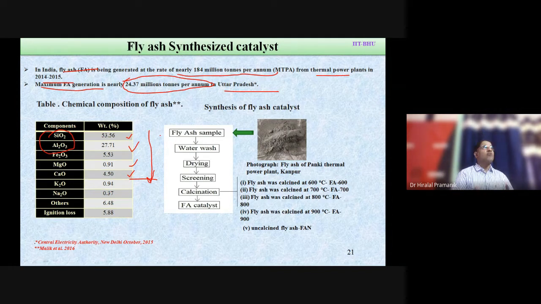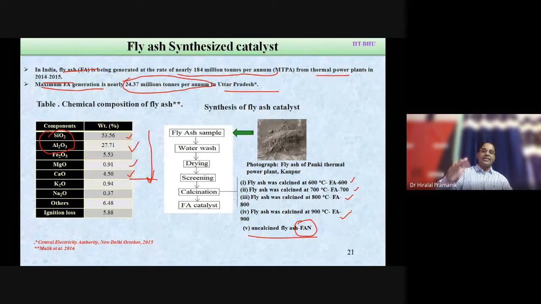Okay, so fly ash, you have a raw fly ash. You cannot use raw fly ash directly as a catalyst. So some treatment method is required. What we did, we took raw fly ash and defined it as an uncalcined, untreated natural catalyst, fly ash natural, FAN, and also treated it at various temperatures to get the calcined fly ash and to improve the activity. All the catalysts, the 5 types, 4 calcined and 1 uncalcined.